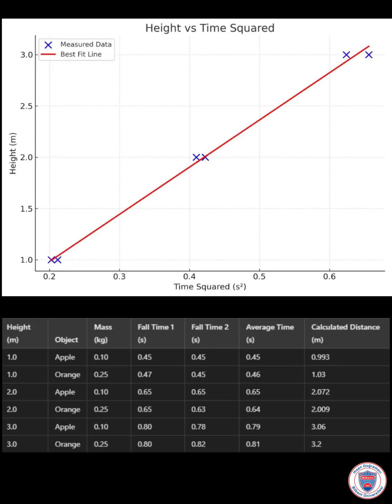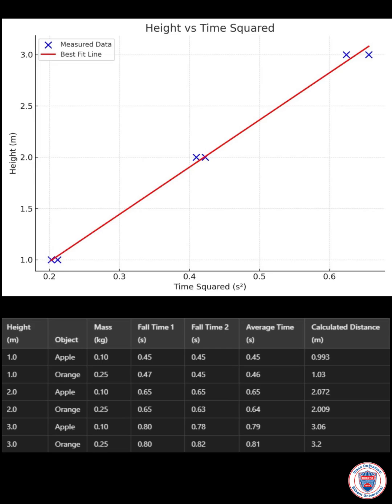We wrote the collected data to the table and we drew the plot of height versus time squared, just to observe the linearity of the plot. The results of the experiment confirmed two key findings. 1. The time of freefall is independent of the mass of the object. Both the apple and orange exhibited nearly identical fall times from all heights. 2. The relationship between the square of time and the distance fallen is linear, as predicted by the formula.